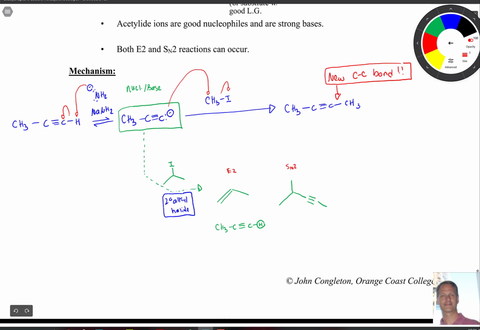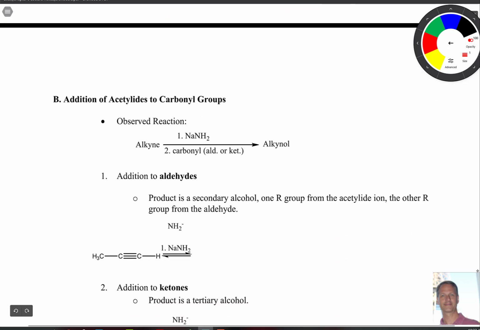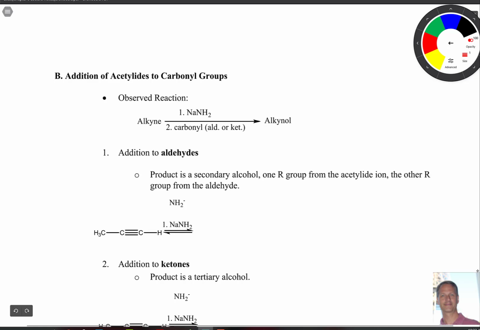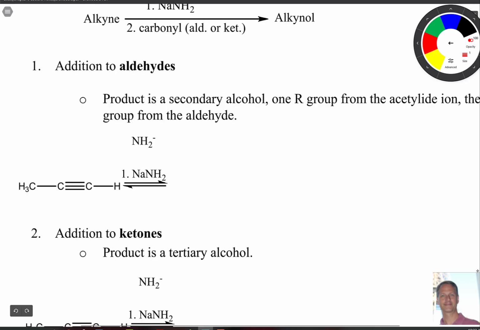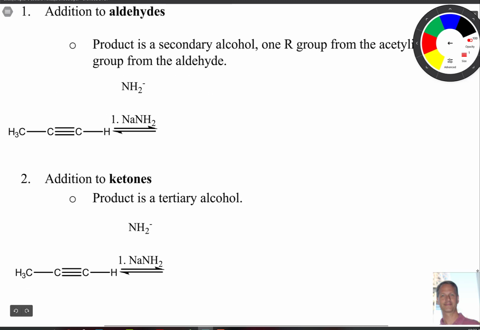Now let's take a look at the next reaction here. It's really just a continuation of this same idea. We're going to take an alkyne. NaNH2 makes the acetylide ion out of the alkyne. And then we're going to add here as our electrophile a carbonyl, which will be an aldehyde or a ketone. So let's take a look. So here's NaNH2. Put in your lone pairs there. So again, to reiterate that first step, we're doing that.